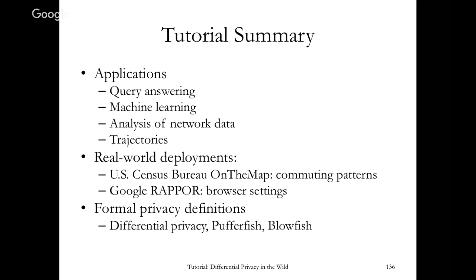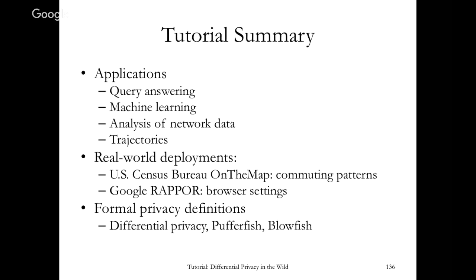Okay. So we talked about a variety of applications. We looked at techniques for answering workloads of queries over tabular data. She talked about machine learning techniques and how you can make them differentially private. We looked at various analysis tasks that you might do on social network data or other kinds of data that can be represented by a graph, and trajectories. Ashwin briefly touched on some real-world deployments of differentially private systems.